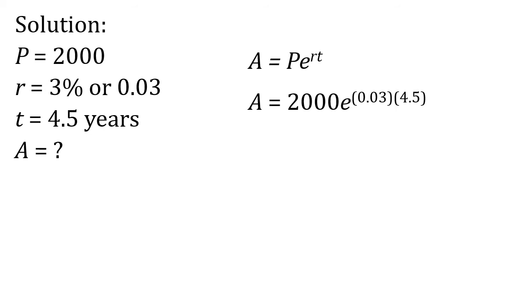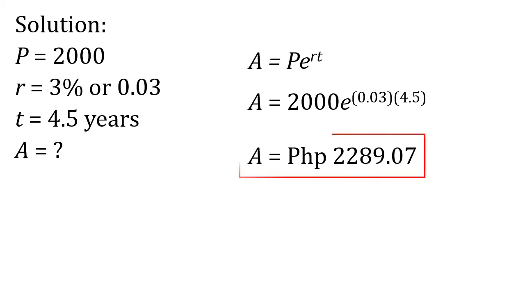In your calculator, there's an e there. So A equals, continuously, that will be 2,289.07 pesos. And that's the future value or the accumulated amount.